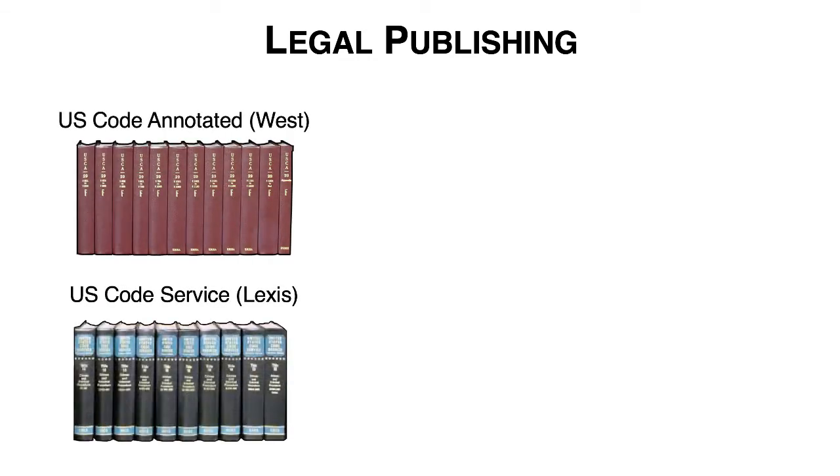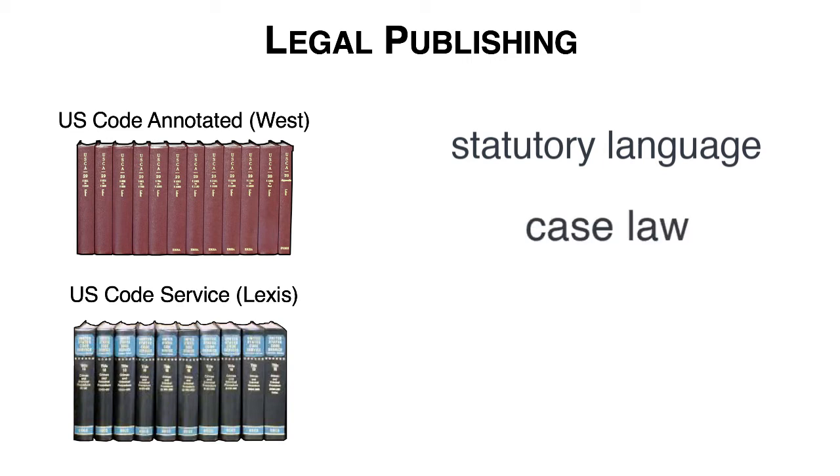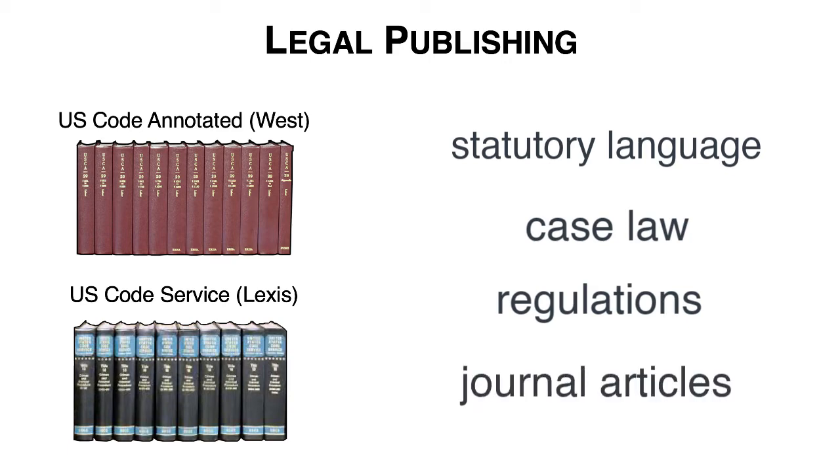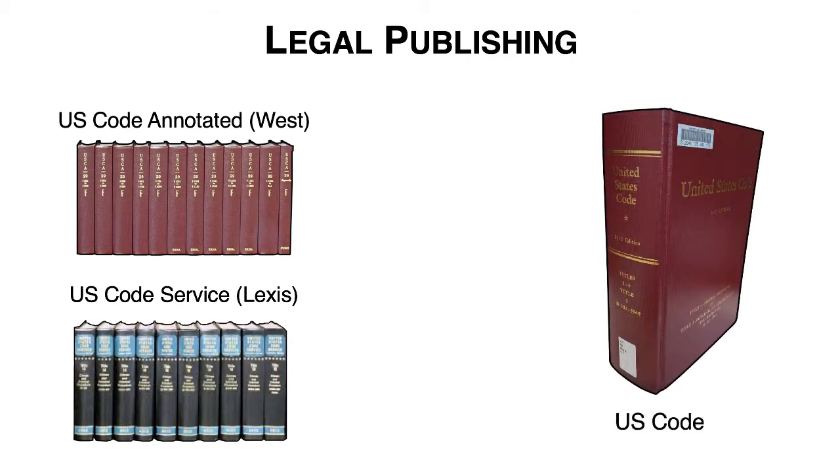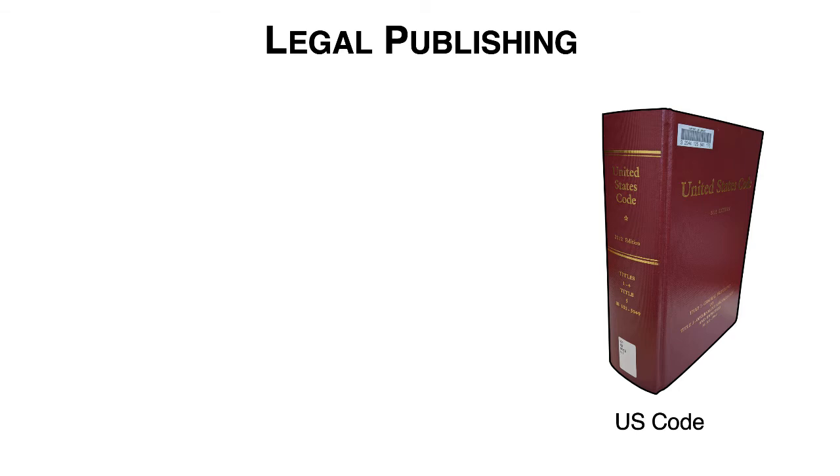They pull together the language of the statute with citations to related materials that are useful for interpretation, like cases, regulations, secondary sources, and cross-references to other statutes. The United States Code Annotated and the United States Code Service are annotated versions of the federal statutes. An example of an unannotated statute is the United States Code, which contains the federal statutes without these annotations.